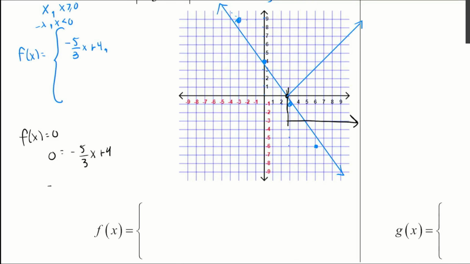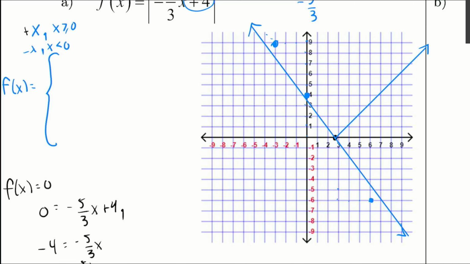So now all we have to do is subtract 4 from both sides, and get 5 over 3x. Multiply both sides by 3. Get negative 12 equals negative 5x. And then you're going to get positive 12 over 5, and 12 over 5 is going to be equal to 2.4. So you can leave it in this, since it's a nice fraction. So now we've actually found the intercept as 2.4.